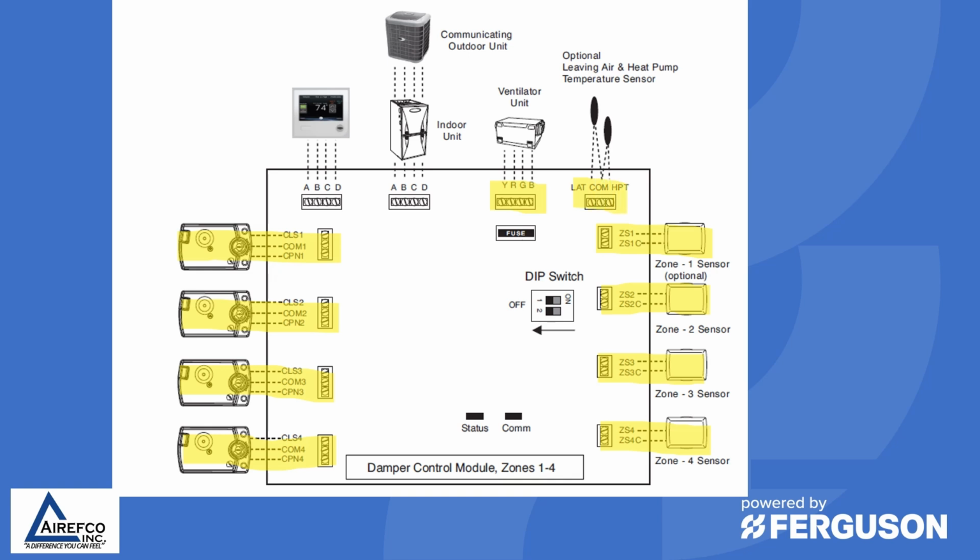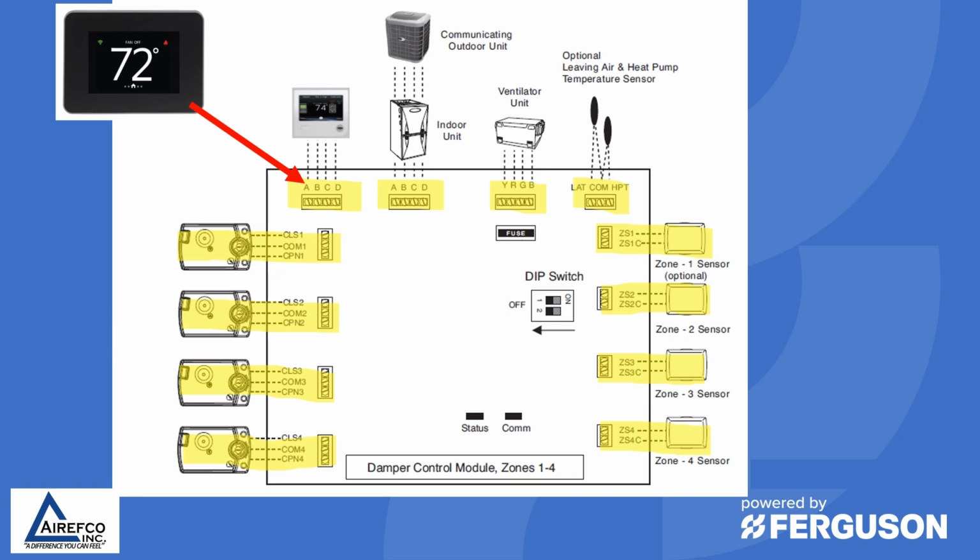You also have leaving air and heat pump temperature sensors that can be attached to the zone board. And then you have your ABCD connections for the outdoor unit, indoor unit, and the user interface. You also have to attach the zone controls that have occupancy and temperature control to the ABCD and not the zone sensor connections. So the occupancy controller has to be connected along with the user interface and the outdoor and indoor unit on the ABCD connections.